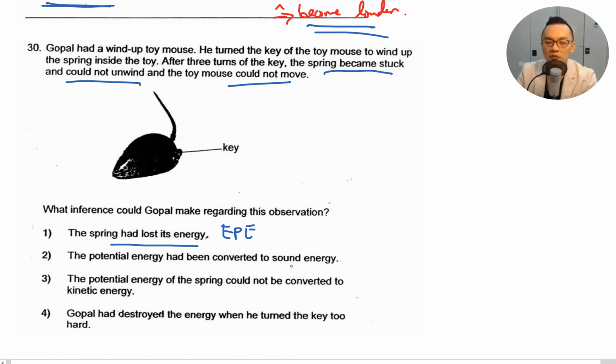The potential energy has been converted to sound energy. This is not correct at all, because the potential energy is still within the spring. The potential energy of the spring could not be converted to kinetic energy. That's correct, because it's stuck there. Maybe the toy is spoiled. Gopal had destroyed the energy when he turned the key too hard. Energy cannot be destroyed. It can only be changed from one form to another. So he did not destroy the energy. The energy just got stuck there. The spring got stuck, so the elastic potential energy is still there. Alright, it's just not released yet. So the correct answer is number 3.